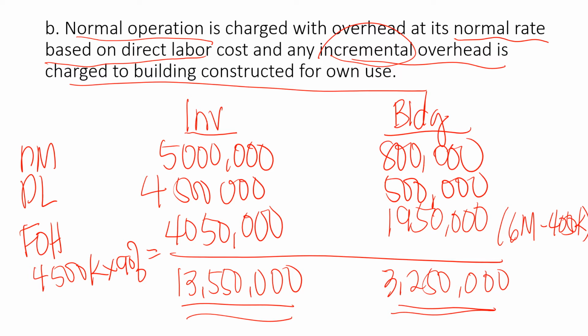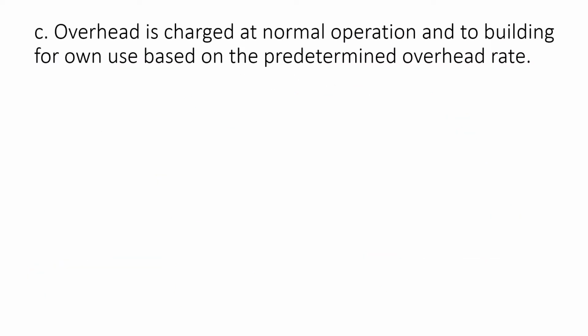Okay, last requirements. Letter C. So, overhead is charged at normal operation and to building for own use based on predetermined overhead rate. So, this time, parehong naka-base dun sa direct labor cost. So, gagamitin natin pareho yung predetermined overhead rate for the inventory and for the building. So, let's compute.